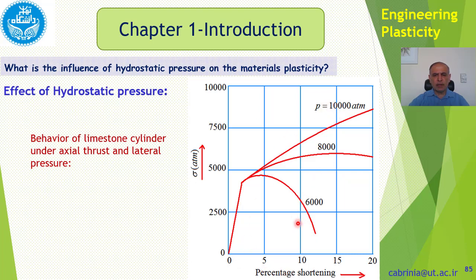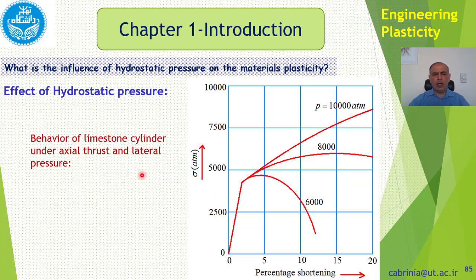And as you can see, for instance, here we have 6,000 atmosphere pressure, hydrostatic pressure. It means the pressure from all over the place. The specimen is under the pressure in all directions. And here we have 8,000 atmosphere, and here we have 10,000 atmosphere. You can see how the material changes. Behavior of limestone cylinder under axial thrust and lateral pressure.